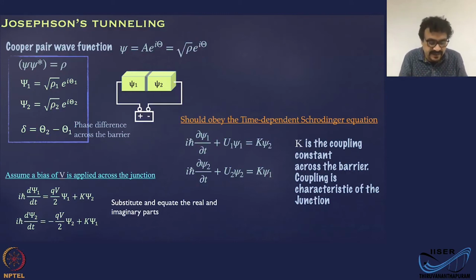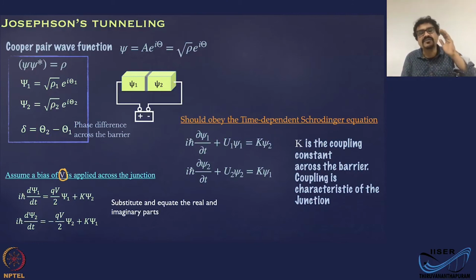Now, when you apply bias V, here we are considering a symmetric bias. So half of that is on the right side, half of that is on the left side.